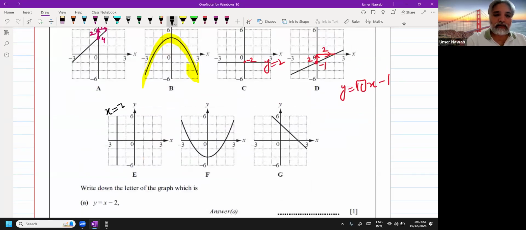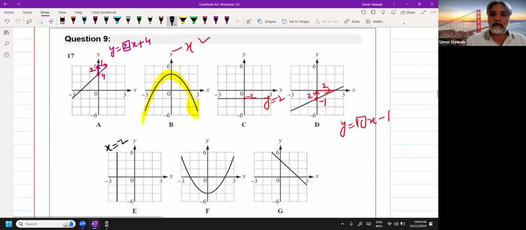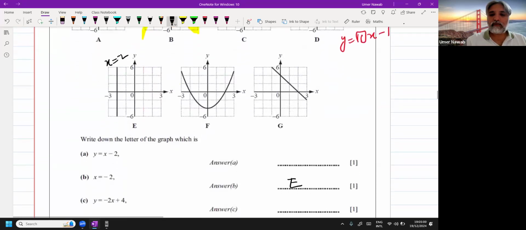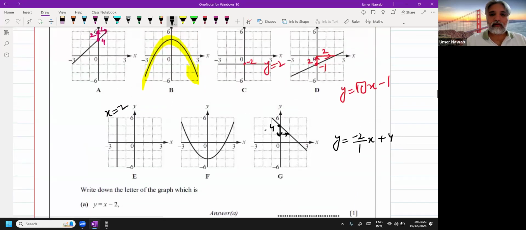So this is x is equal to -2. For sure, this is E. Y is equal to -2x plus 4. Let's check maybe this one, because this is 4. 1 down. Sorry, 2 down and 1 right. So y is equal to -2, 2 down, 1 right, x plus 4. Yes, this is option number G. Y is equal to x squared minus 4. Obviously this one. Okay, this is F.